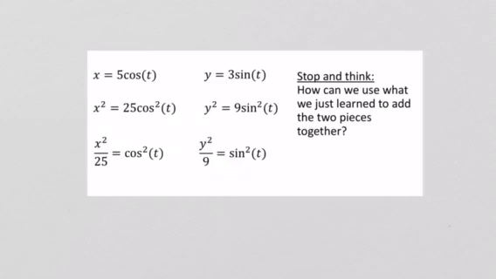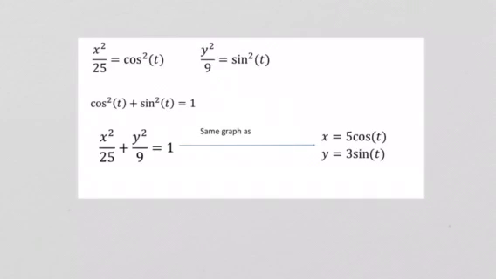Stop and think, how can we use those identities we just learned to combine these? Okay, pause and think. Cosine squared plus sine squared is going to be 1. So x squared over 25 plus y squared over 9 is going to be 1. So here is our Cartesian form of the ellipse that we defined as 5 cosine t, 3 sine t.